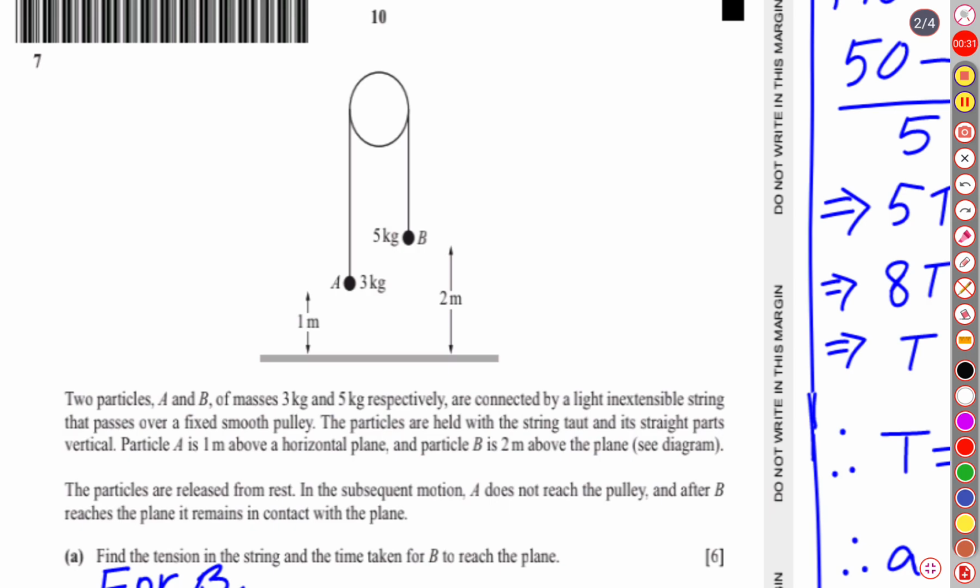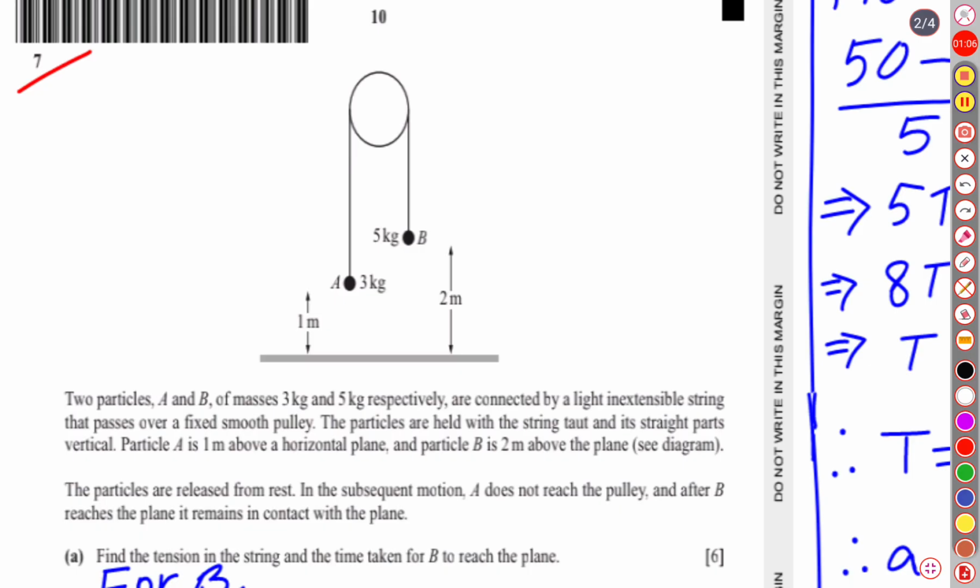Question number 7 is, let me mark over here. This is question number 7. Two particles A and B of masses 3 kg and 5 kg respectively are connected by a light inextensible string that passes over a fixed smooth pulley. So the pulley is smooth. The particles are held with the string taut and its straight parts vertical. Particle A is 1 meter above a horizontal plane and particle B is 2 meters above the plane.